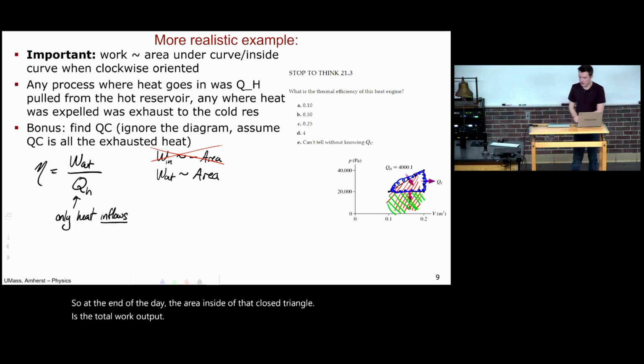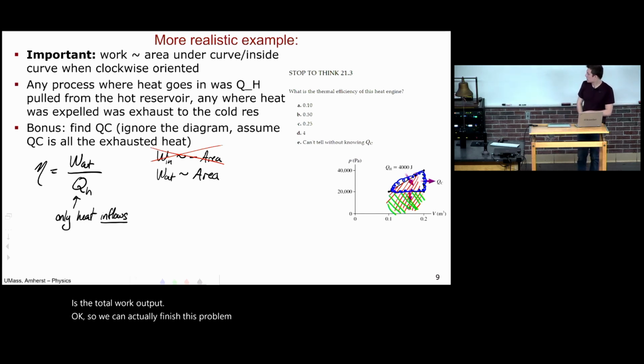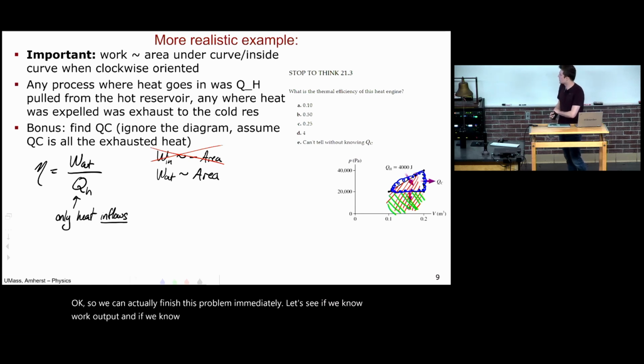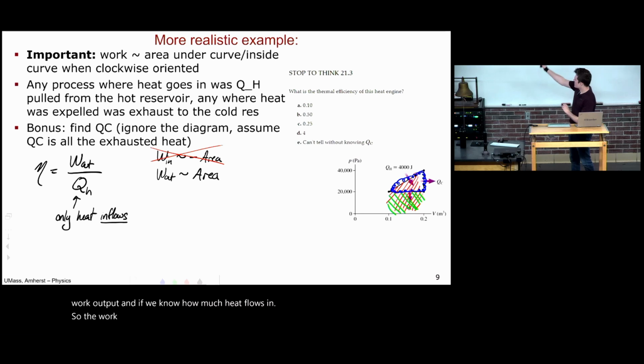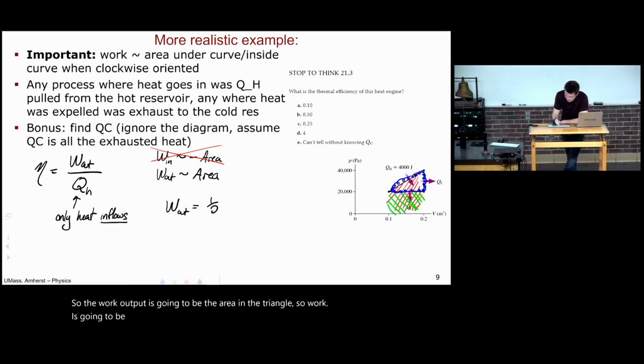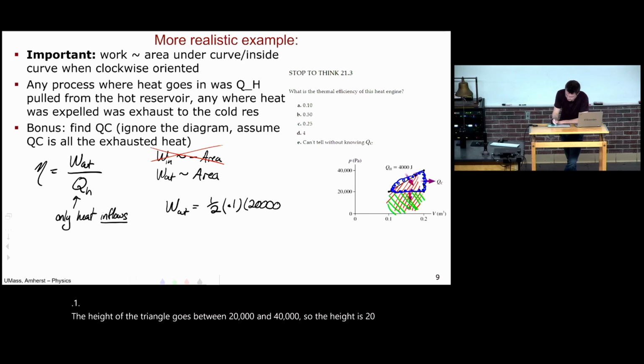Okay, so we can actually finish this problem immediately. Let's see if we know the work output and how much heat flows in. The work output is going to be the area of the triangle. So work is going to be 1/2 base times height, the area of the triangle. Delta V, the base, is 0.1. The height of the triangle goes between 20,000 and 40,000, so the height is 20,000 pascals.